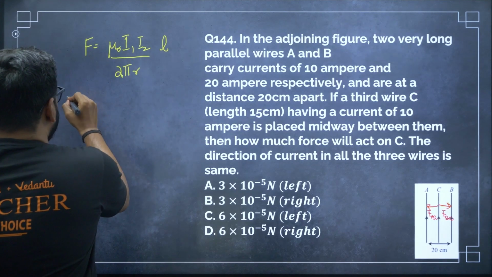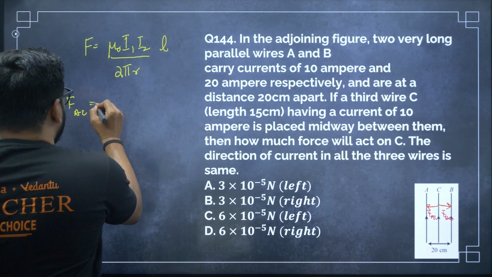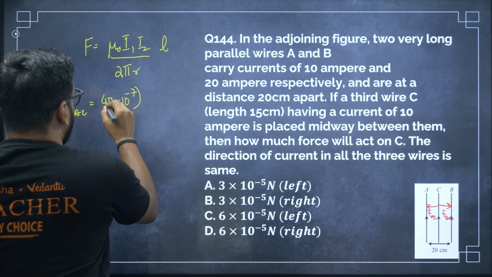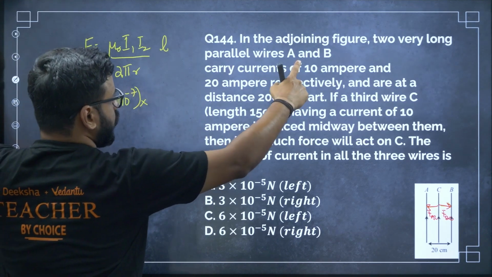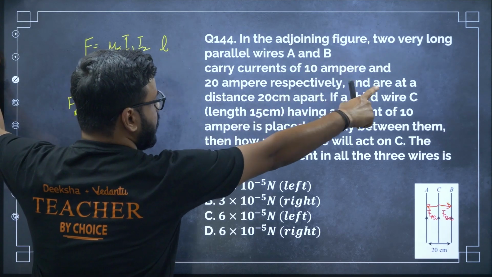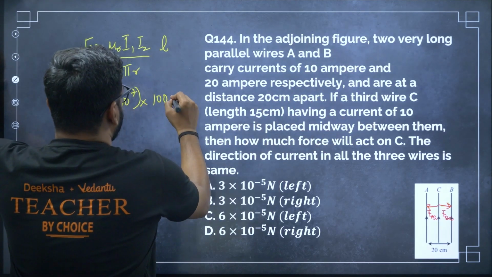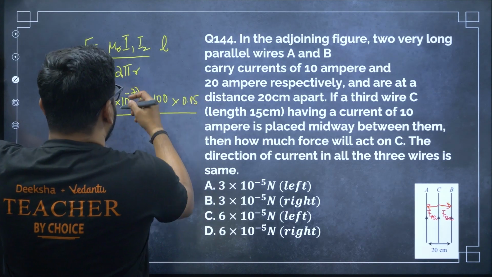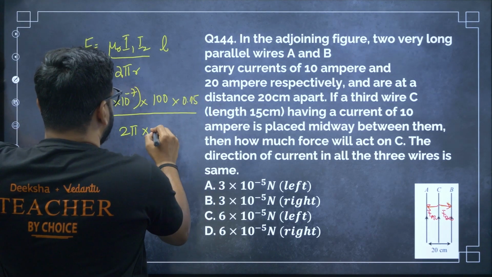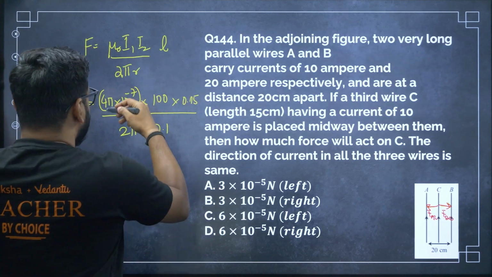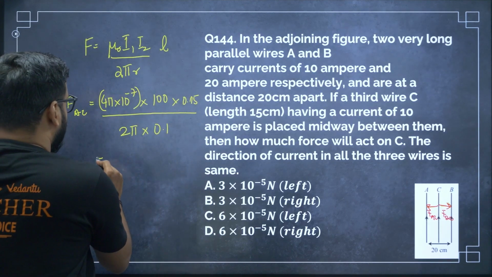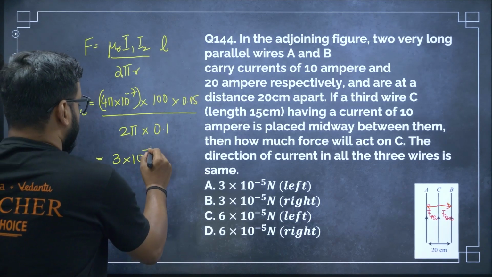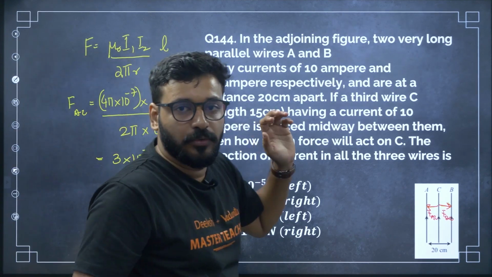So now FAC, for A and C, mu naught is 4 pi into 10 to the power minus 7, into I1 I2. The current of A is 10 and C is 10, so 100, into length 15 centimeter, 0.15, divided by 2 pi into 10 centimeter, 0.1. You can do the calculation and find the answer. This will be approximately 3 into 10 to the power minus 5. You can cross check.